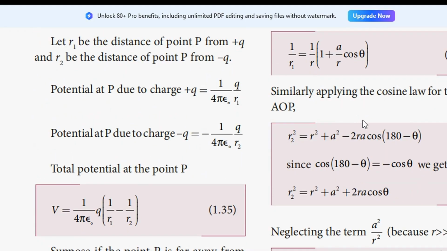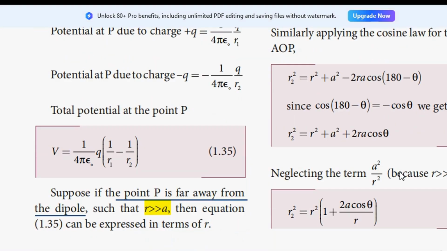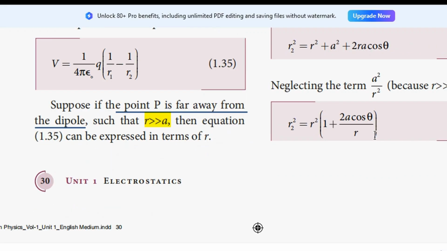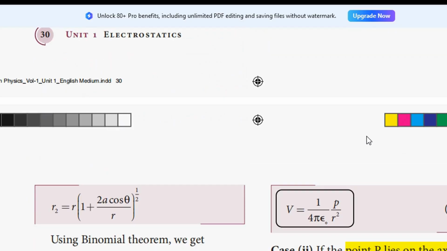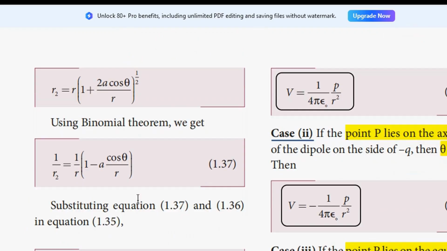Similarly, you can apply the cosine law for the triangle AOP, and we have this equation for R2 square, that's given by R2 square equal to R square plus A square plus 2RA cos theta. And here also we neglect the term A square by R square because R is very much greater than A. So we have R2 square equal to R square into 1 plus 2A cos theta by R. And therefore we have 1 by R2 equal to 1 by R into 1 minus A cos theta by R.